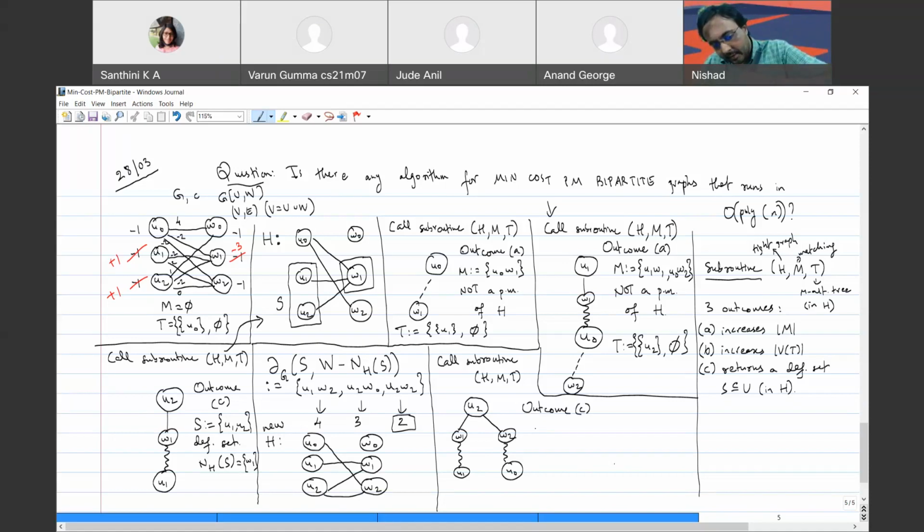The deficient set in this particular iteration is U0, U1, U2, and the neighborhood of that is W1 and W2. So let's mark these. So we have U0, U1, U2 and W1, W2. And let's look at our set of edges that we care about. They are going from S to W minus the neighbors of S in the graph H. And those are precisely two edges which are going into the vertex W0, U0, W0 and U2, W0.